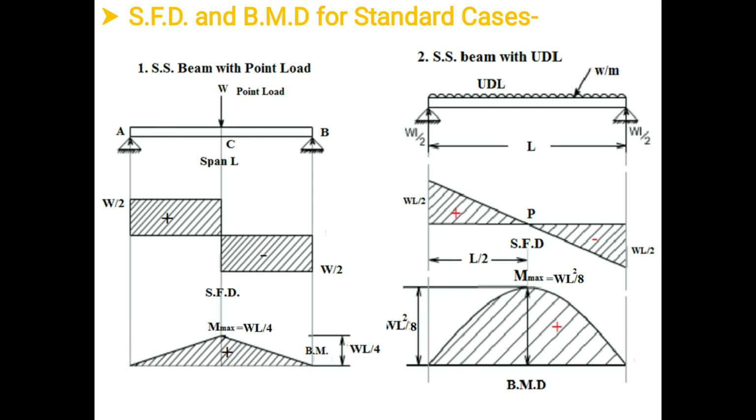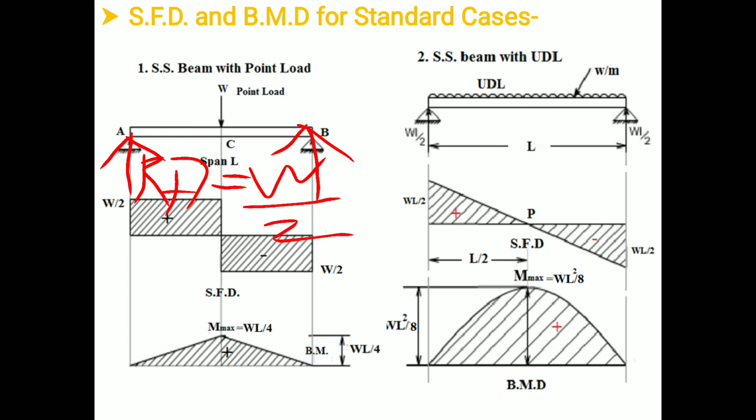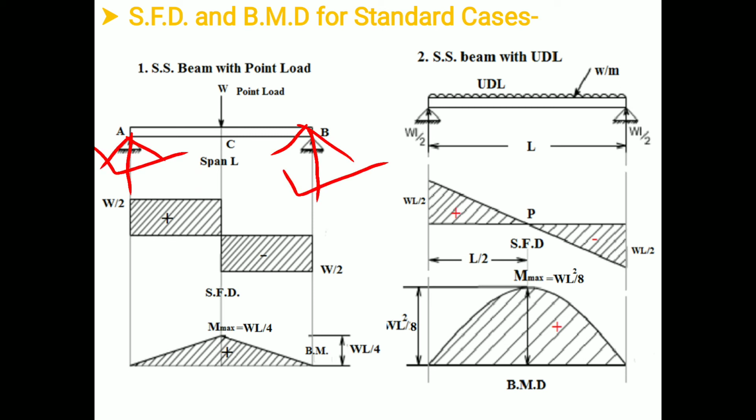Therefore, first of all, the first step is you have to find out the reaction of its support. As it is a simply supported beam, we have vertical reaction. So RA is equal to W by 2. As it is symmetrical about both sides, the reaction at A will be load divided by 2. Therefore the reaction at A will be W by 2 and the reaction at B will be W by 2, because it is symmetrical.